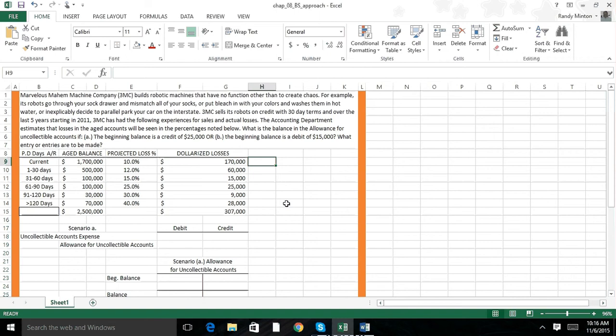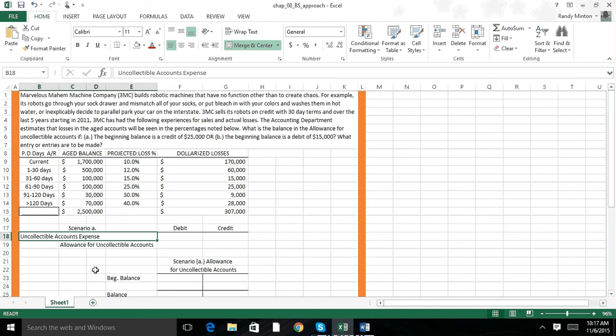And what's on the balance sheet? Well, assets, liabilities, and owner's equity. And the allowance for uncollectible accounts is a contra-asset. So that's going to be our concern. Remember, in the last video, the income statement approach, we were concerned about the uncollectible accounts expense. Once we calculated that, we were essentially done.